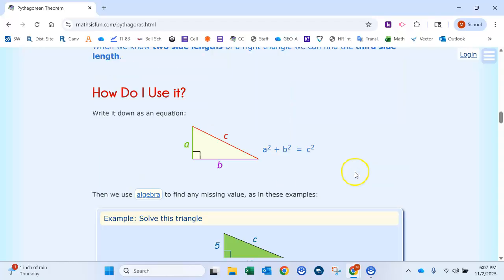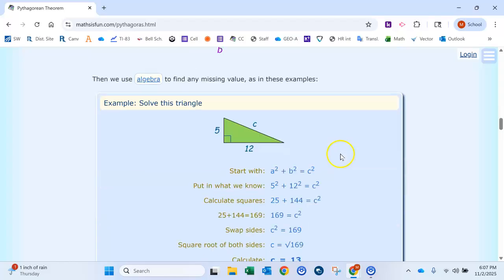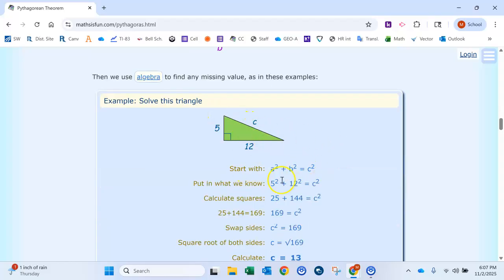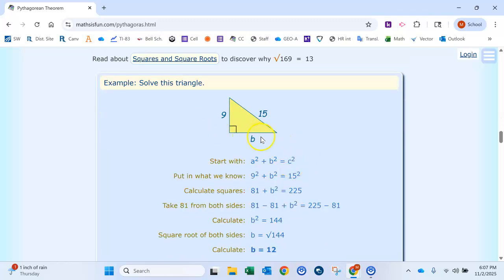Okay, and here's an example of how you use it. Remember, C is always the hypotenuse. Here's an example where we're trying to find the hypotenuse. Okay, and here's another example where we're trying to find one of the legs. But again, we have two sides, so we can use this equation to get the third side.